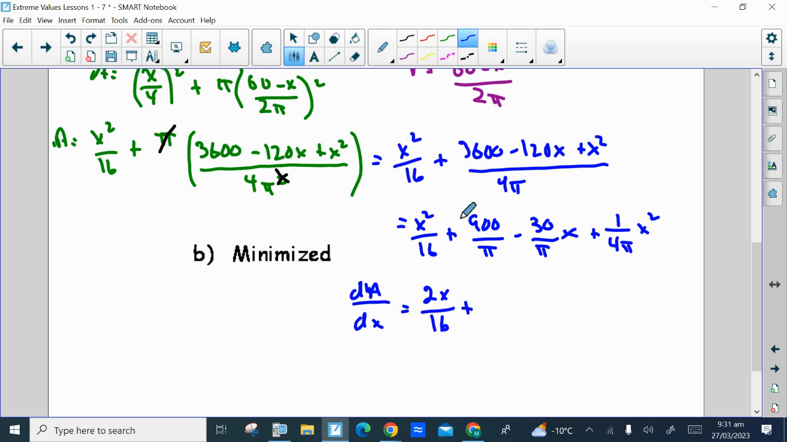plus, this second term is a constant. There is no x there. The derivative of that is 0. This next term, negative 30 over pi x to the 1, when we differentiate that, it'll be minus 30 over pi x to the 0. And the last term, it'll be plus 2 over 4 pi, or 1 over 2 pi x. And we want to know where this equals 0.